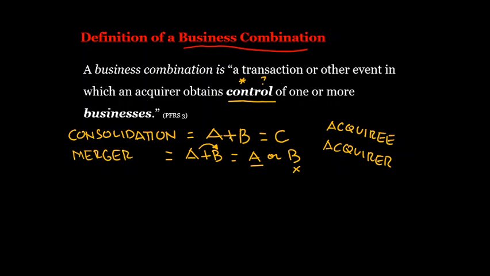So if you try to apply that in consolidation, letter C will now be the acquirer, and A and B will be the acquiree. Most of the time, the acquiree will be dissolved. Here in merger, A will be the acquirer and B will be the acquiree. There you go. So you now have your consolidation and you have your merger.